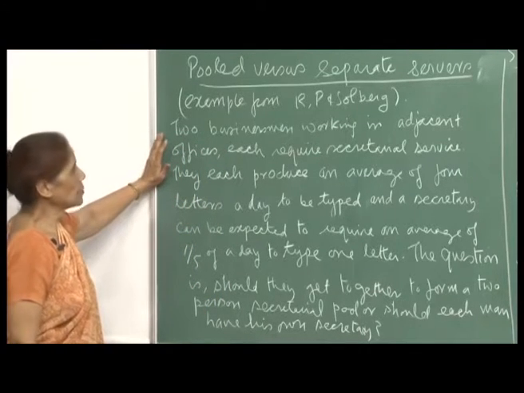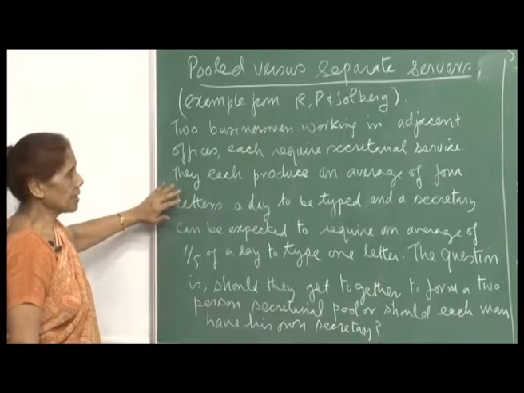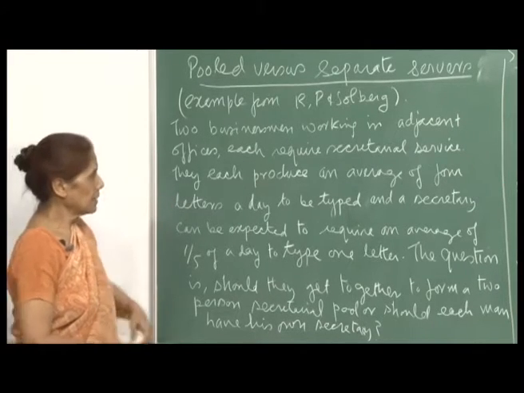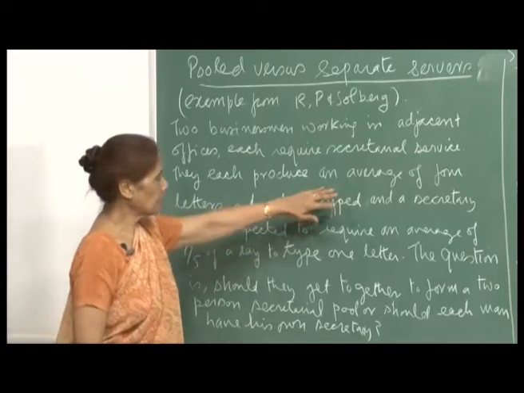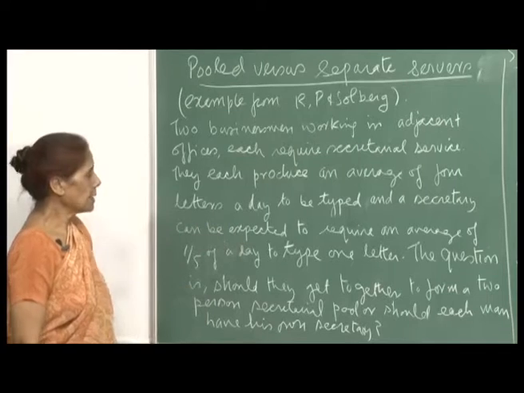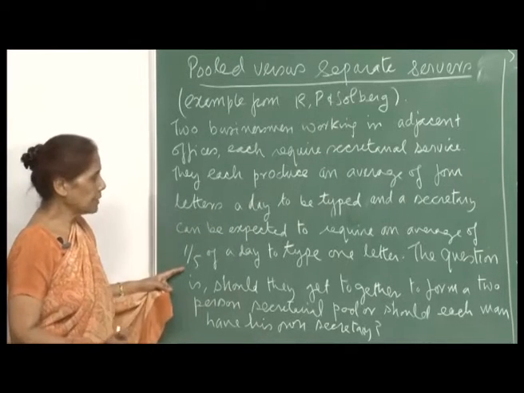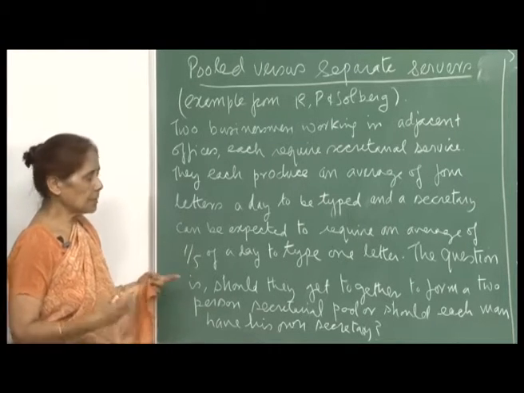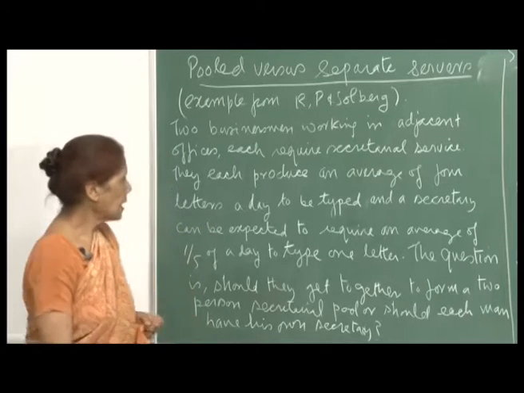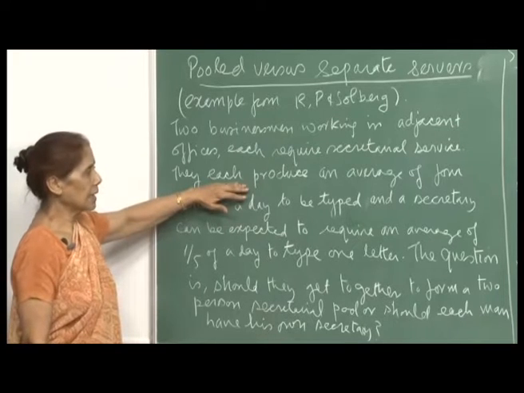There are 2 businessmen working in adjacent offices, each requires secretarial service, and they each produce an average of 4 letters a day. This is a simplification, but what we are saying is the average of 4 letters a day to be typed, and a secretary can be expected to require an average of 1/5 of a day to type 1 letter. That means the rate of typing letters by a secretary is 5 letters a day, and each businessman is producing 4 letters a day to be typed.